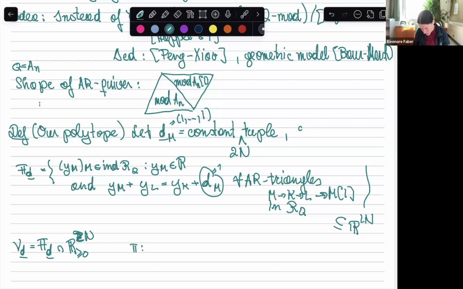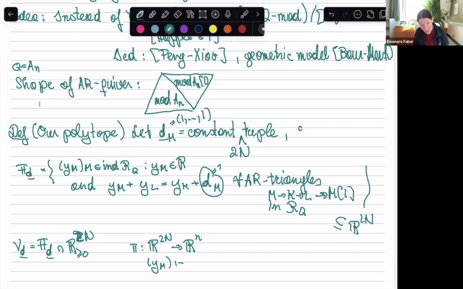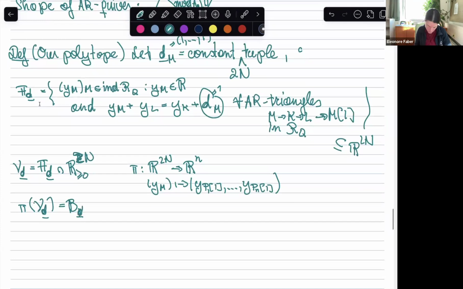Then you can also define the same projection from R^2n to R^n, where we project the tuple y_m onto the slice where we have the shifted projectives, y_P and shift. And we can finally define our polytope. It is just the projection of V_D, and we call it B_1. So 1 is always the D of V_D; we always take D equal to the constant 1.